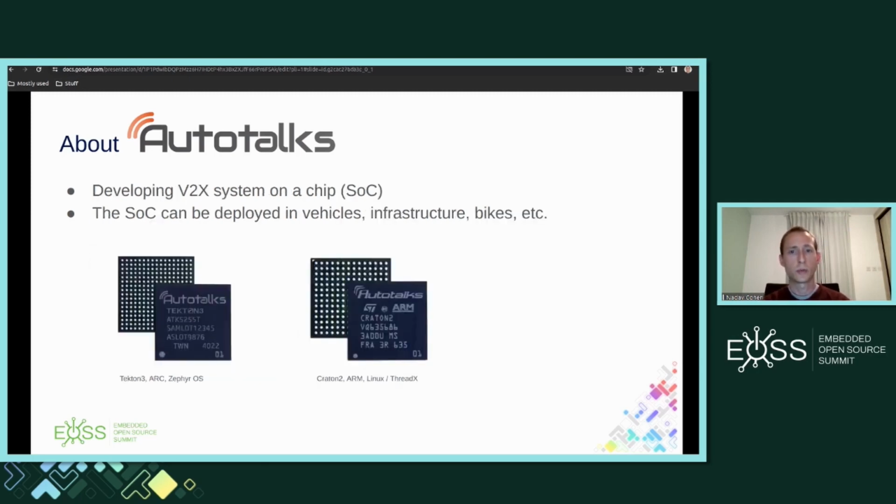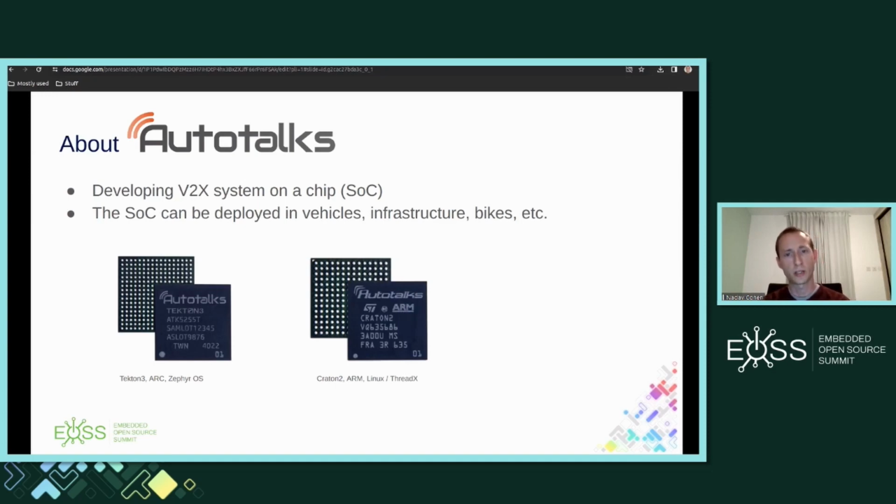In Autotalks, we developed a V2X system on a chip. Autotalks' first product was FPGA-based and was aiming at small-scale deployments, such as vehicles inside mines, where the number of vehicles is relatively small, but the vehicles are physically big. Having an accident inside a mine can be an expensive event.